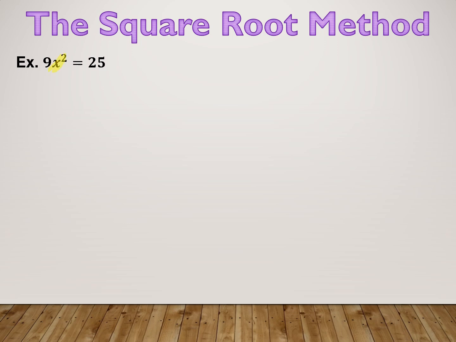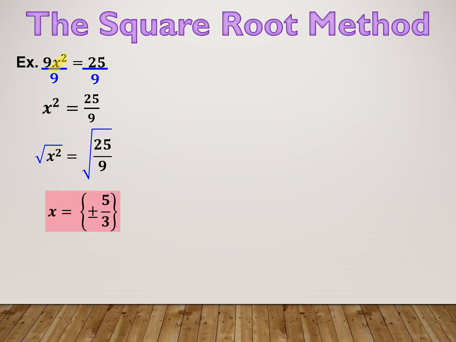So right up here, I need to get x squared completely by itself. So I divide both sides by 9. That gets me x squared equals 25 over 9. Well, to undo the square, we're going to take the square root. So I square root both sides. Now remember, when you're solving and you put the square root there, your answer has to include the plus or minus. And when you're square rooting a fraction, you take the square root of the top and the square root of the bottom. So I get plus or minus 5/3.